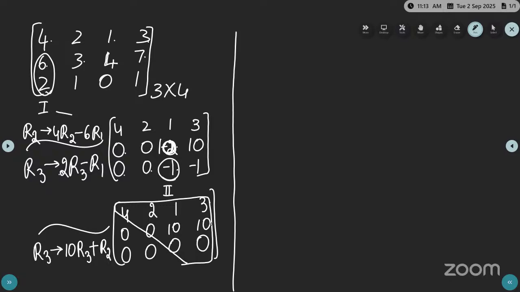Write down. There exist 2 non-zero, non-equivalent rows. Hence, the rank is 2. As it is, this was given in the GATE previously. Okay.